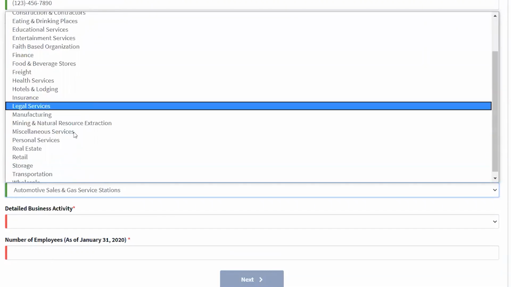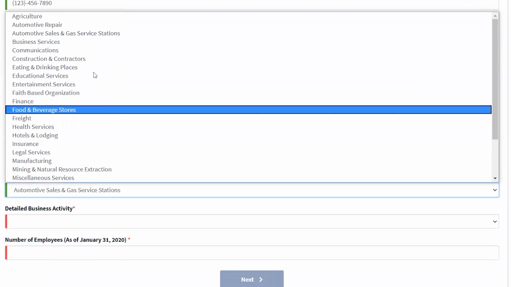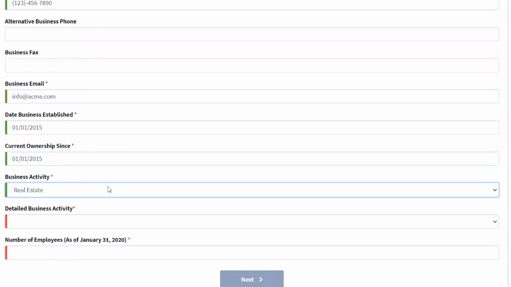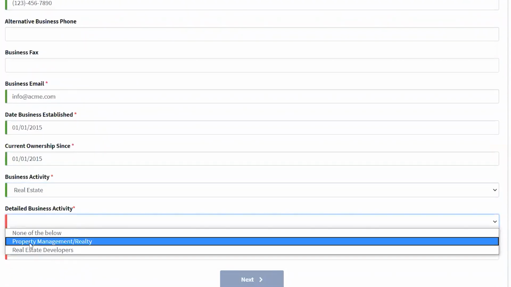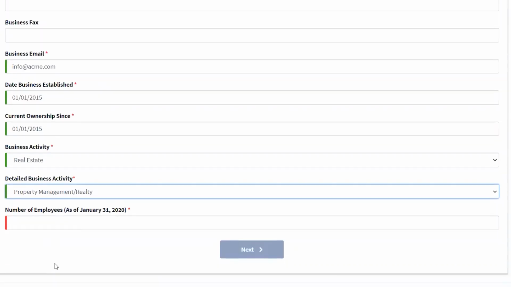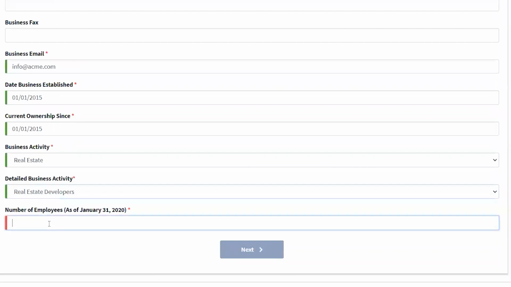So I'm gonna go and put in for myself, because most of my income comes from real estate. I'm gonna go and put in real estate, and I'm gonna go and put in property management / realty, or if you are a real estate developer, you do fix and flips, that's what it is.